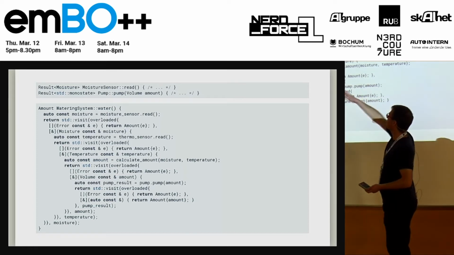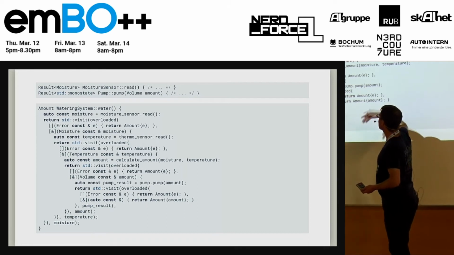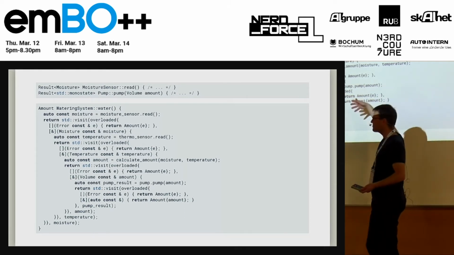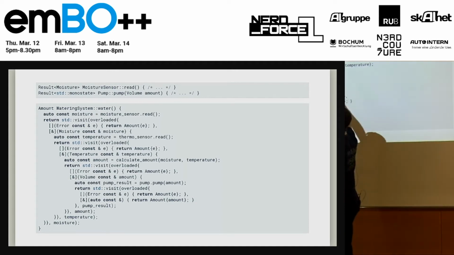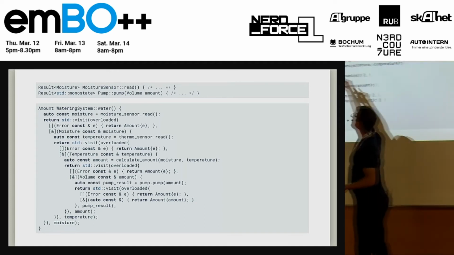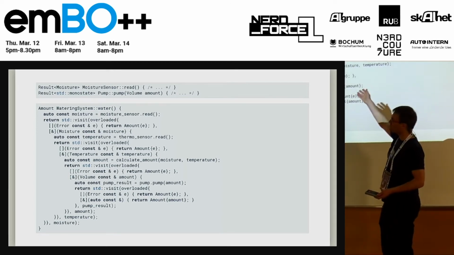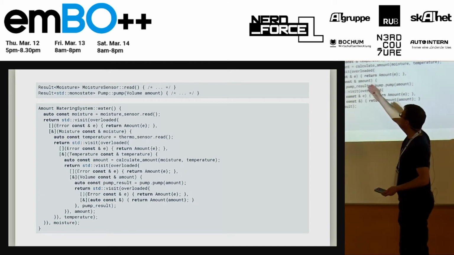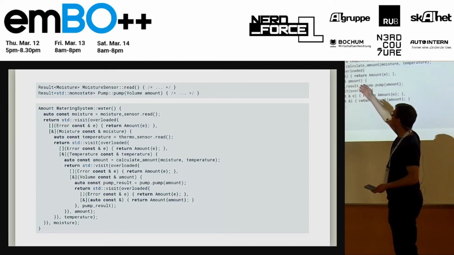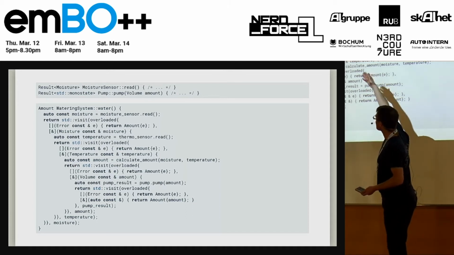The code gets this nesting. It needs a lot of typing, and it's not really readable in that state. So to give an overview of what it does, if you look at the top line, I read out the moisture sensor, assign it to a moisture variable, and then I call return on this std::visit with one of these helpers that I can put lambdas in.